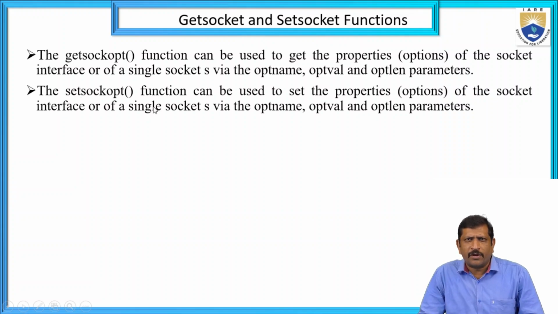Here is the setsockopt function. The setsockopt function can be used to set the properties of the socket interface, or of a single socket, via the optname, optval, and optlen parameters. By using this, we are setting and getting the properties from the system by using the getsockopt function and the setsockopt function.